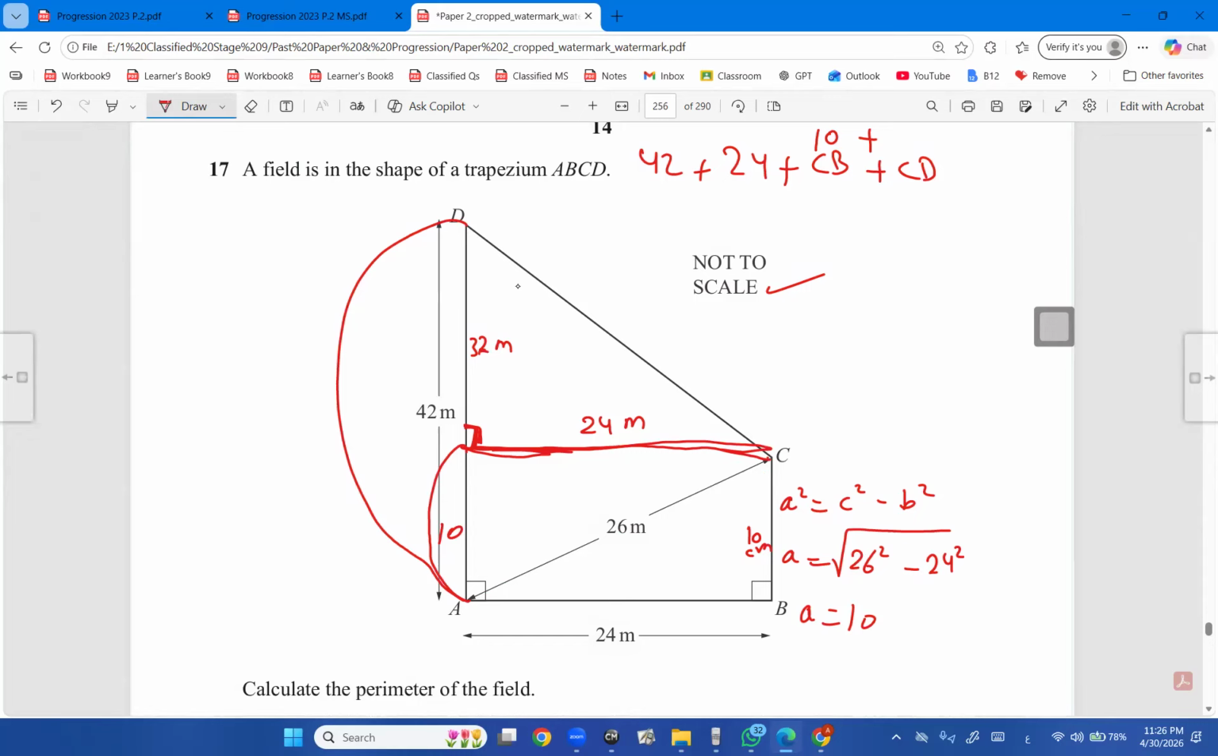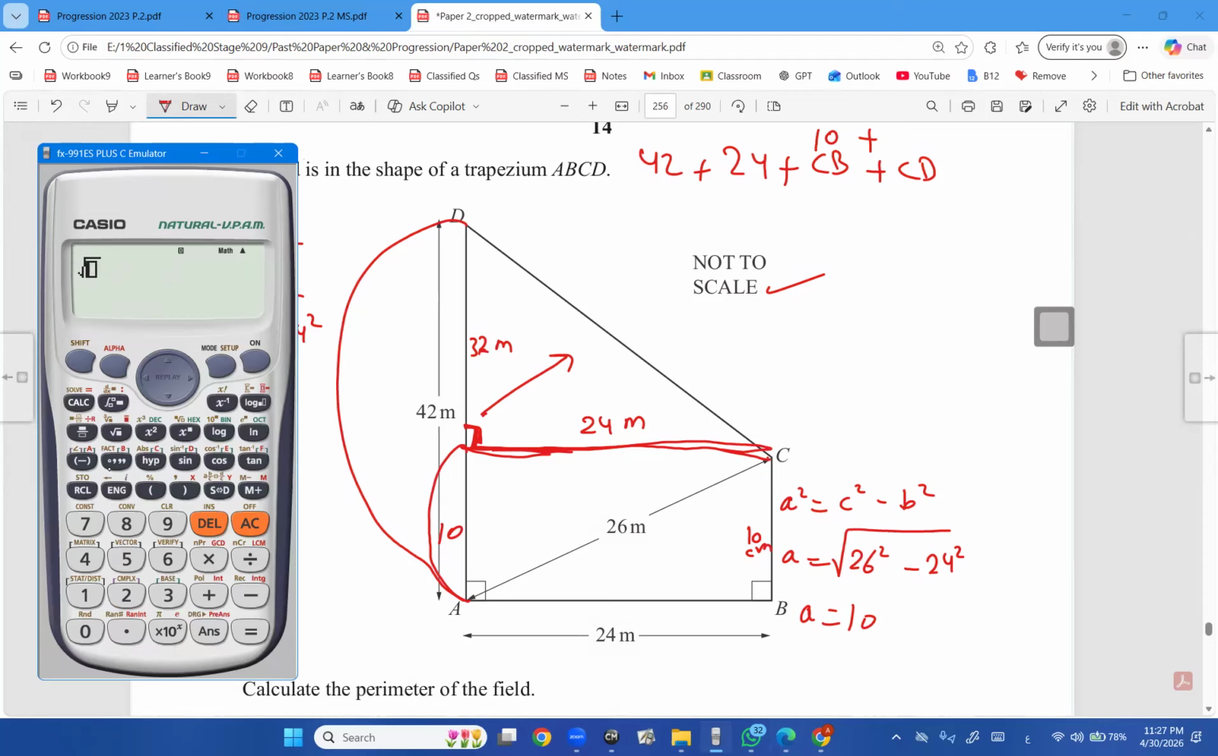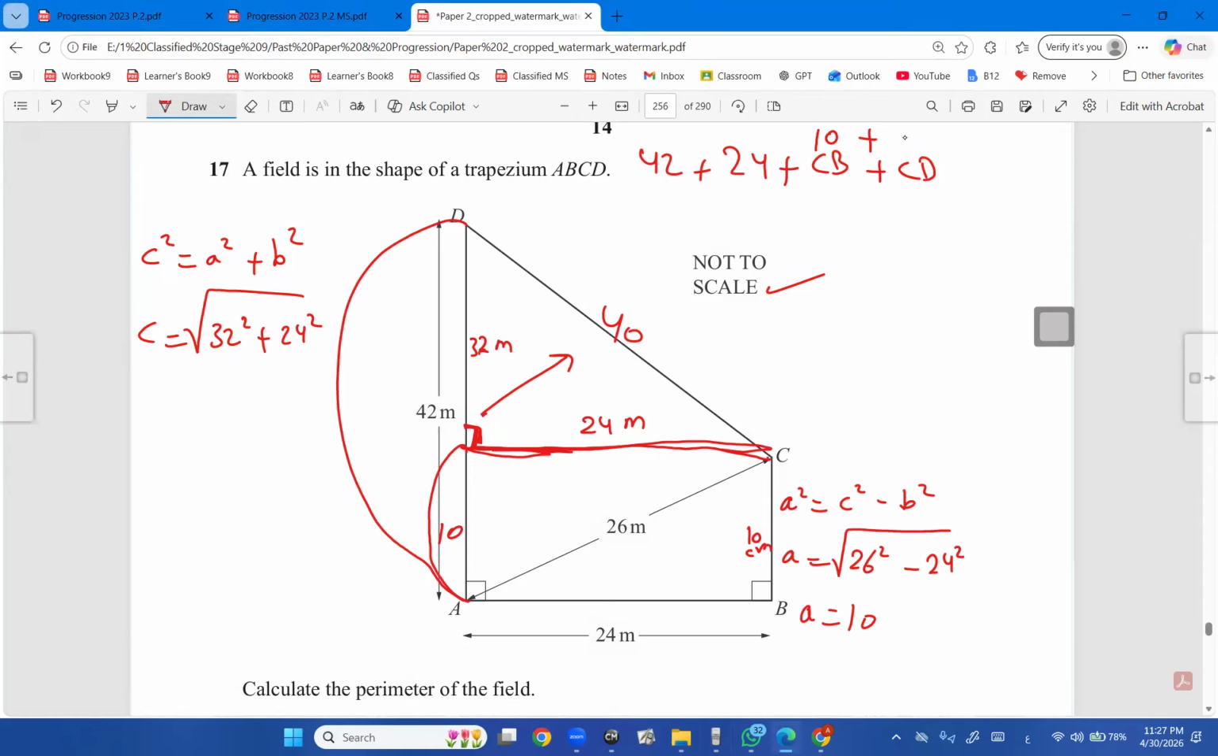Let's do it. We need to find the hypotenuse, which is the side that is opposite to the right angle. So you say what? C squared equals A squared plus B squared. So C equals the square root of 32 squared plus 24 squared. On the calculator, 32 squared plus 24 squared equals 40. So plus 40.